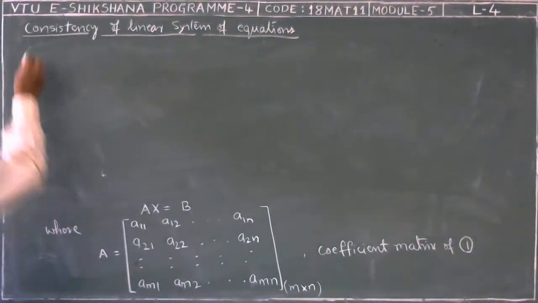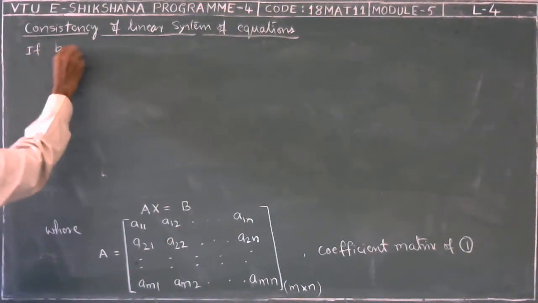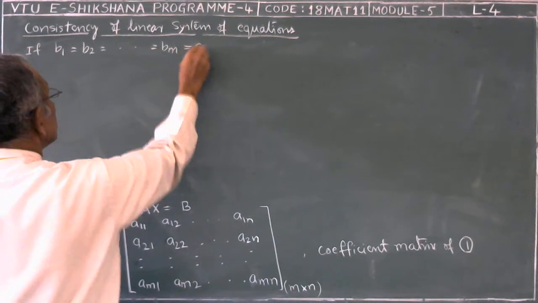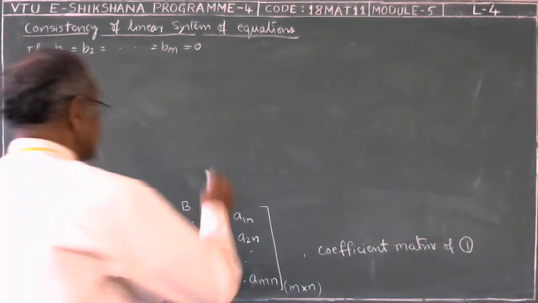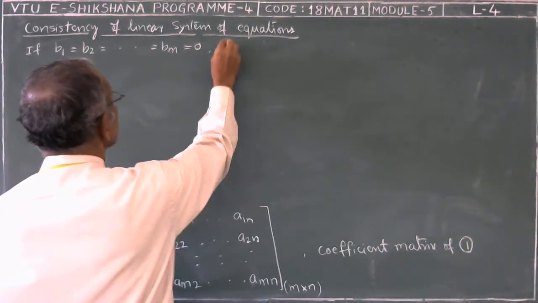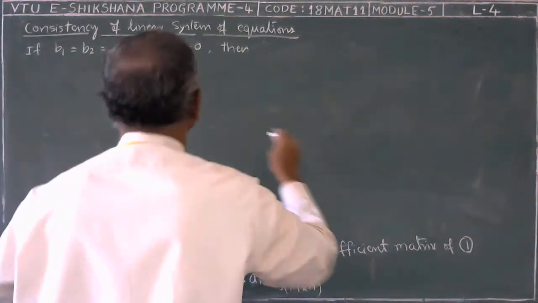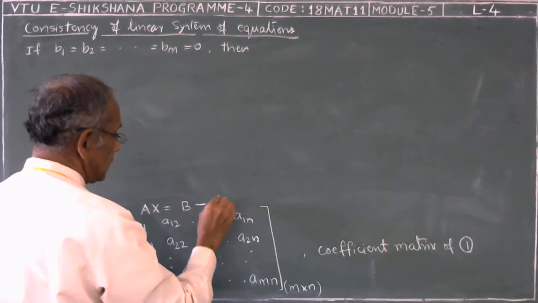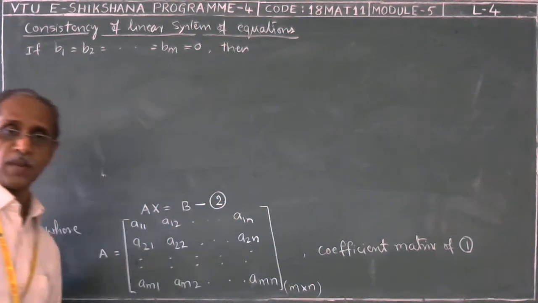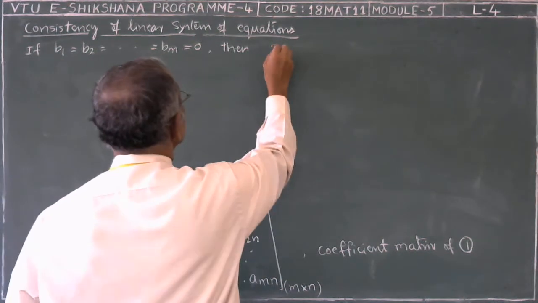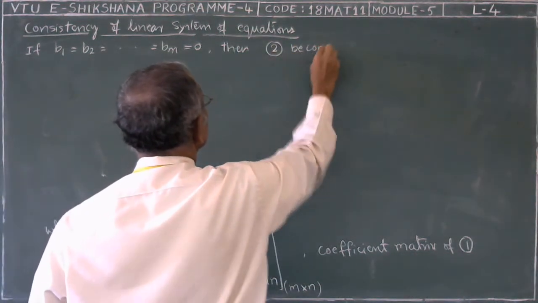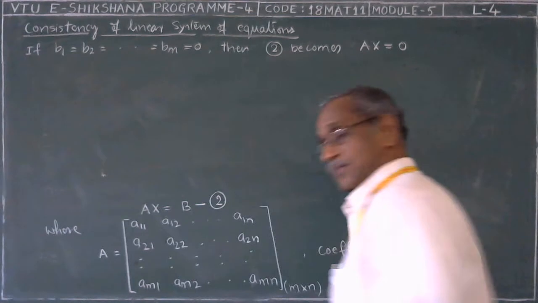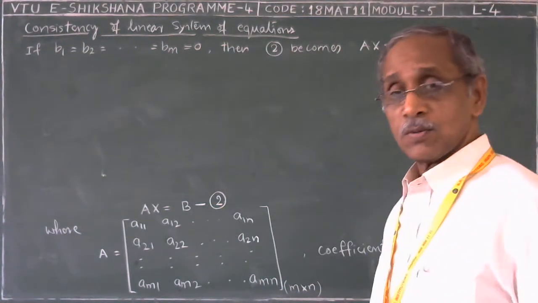If B1, B2, up to Bm are all 0, then, suppose this is equation number 2, that is Ax is equal to B, then 2 becomes Ax is equal to 0. Call this equation 2. 2 becomes Ax is equal to 0.